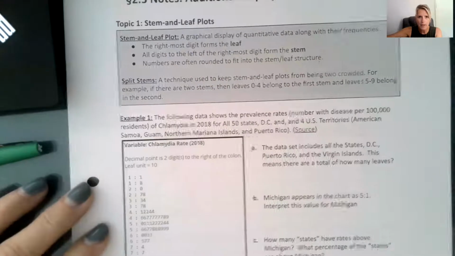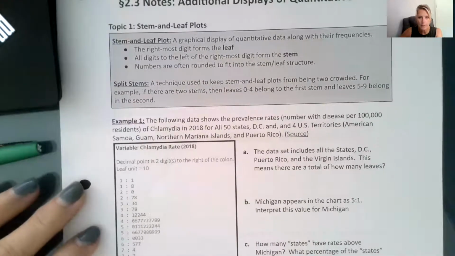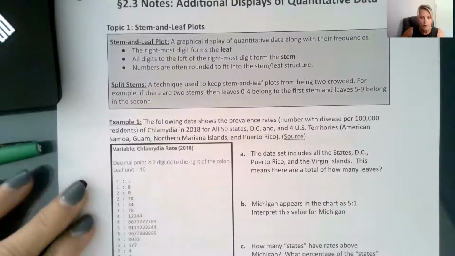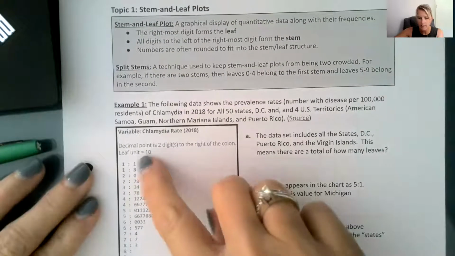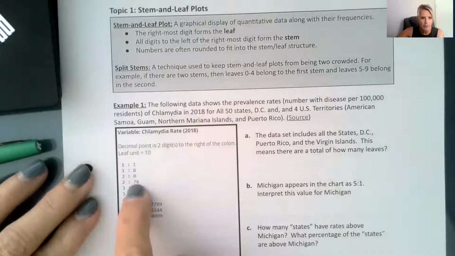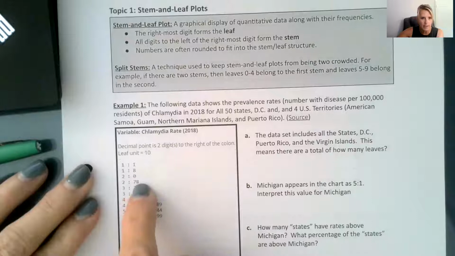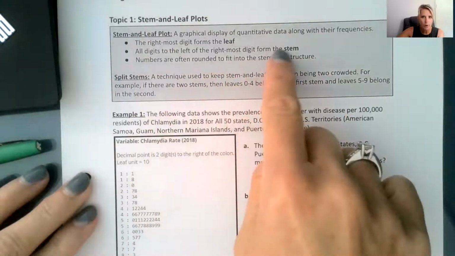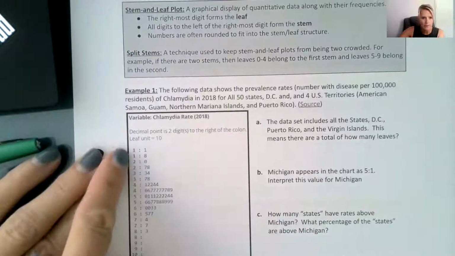So a stem and leaf plot is a graphical display of quantitative data along with their frequencies. The rightmost digit forms the leaf. So you can see down here, these are the leaves. The 7, 8 right here, those are individual leaves. The 7 is a leaf and the 8 is a leaf. All digits to the left of the rightmost digit form the stem. So all of these digits are the stems.